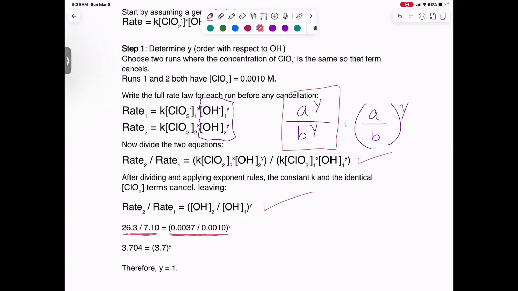Why? Because rate 2 is actually bigger, so you end up with a number that's greater than 1. Those are a little bit easier to manage as far as visually spot checking. Because what do we end up with here? When we take 26.3 divided by 7.10, I get 3.704. And on the right-hand side, when I take 0.0037 and divide by 0.0010, I get 3.7.